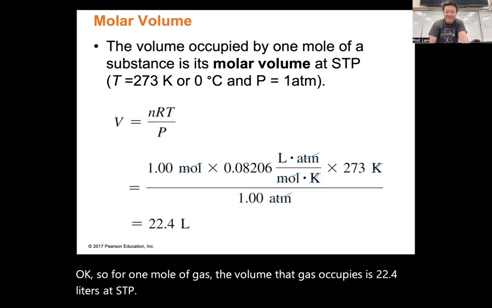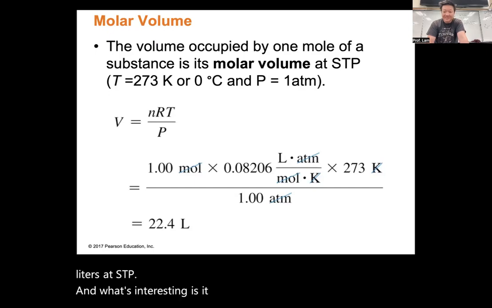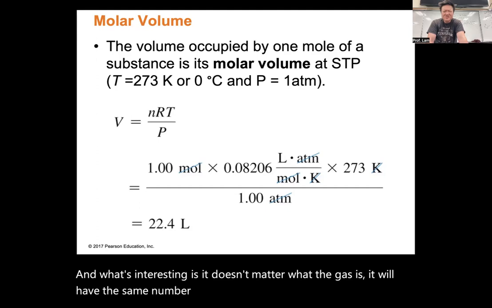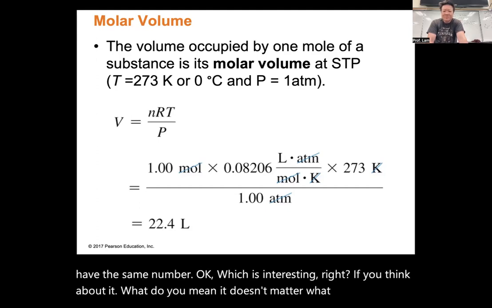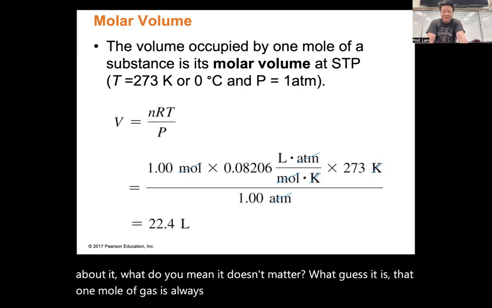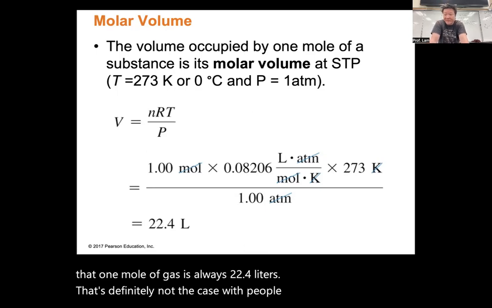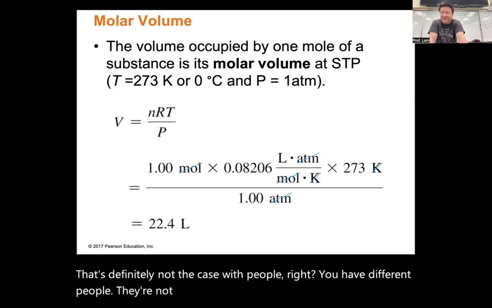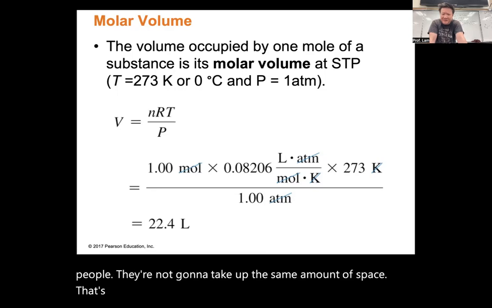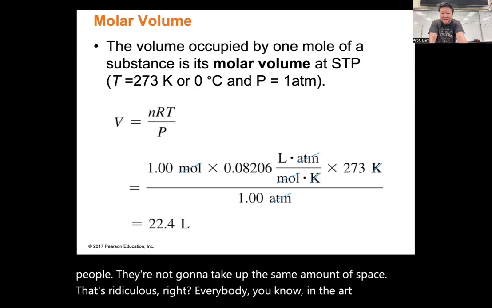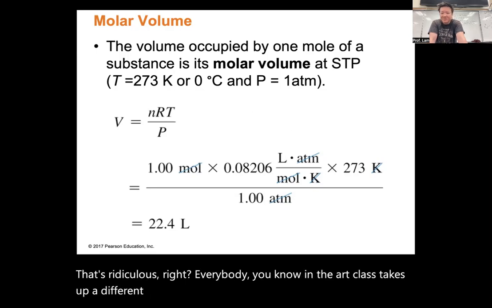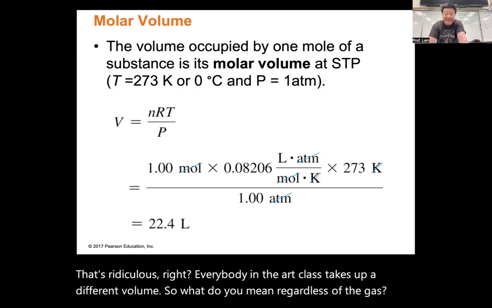And what's interesting is it doesn't matter what the gas is. It will have the same number, okay? Which is interesting, right? It doesn't matter what gas it is, that 1 mole of gas is always 22.4 liters. That's definitely not the case with people, right? You have different people, they're not going to take up the same amount of space. That's ridiculous, right? Everybody in our class takes up a different volume. So what do you mean regardless of the gas? Well, that's the thing, right?